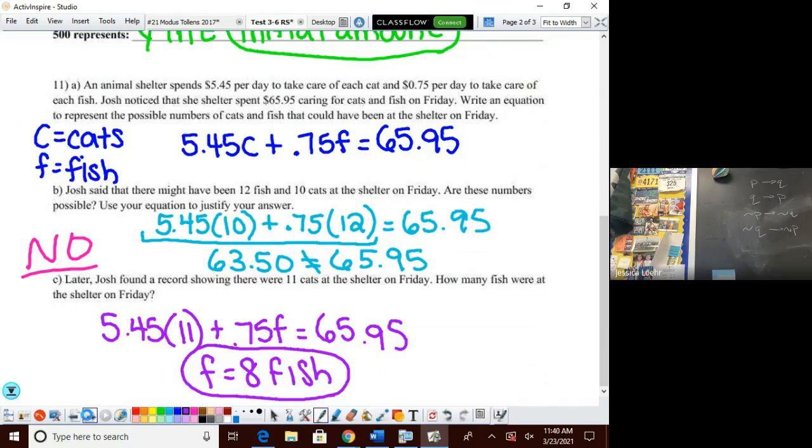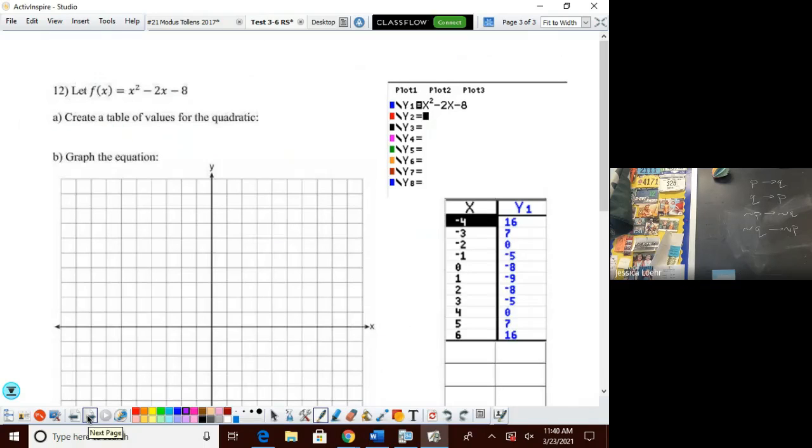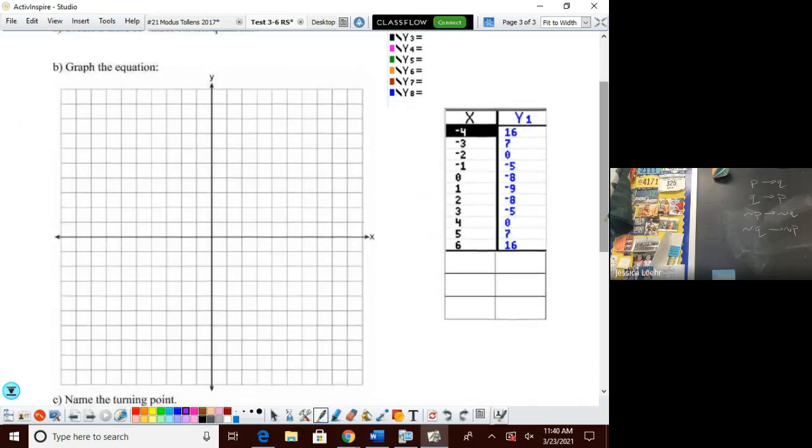Okay, last question. You're plugging it into y equals. They gave you a function. This is what your y equals should look like. The same exact equation. Here's the table. I don't think there's enough room in your table on here for all of these points. I just did -3 up to 5 because I don't think there was enough room. But some variation of these points needs to be in your table. Then you're plotting the points on here.